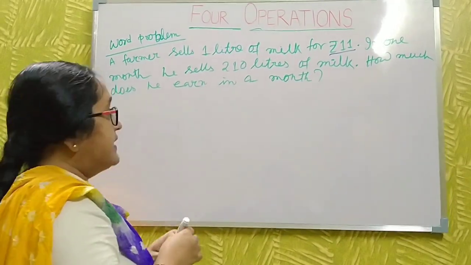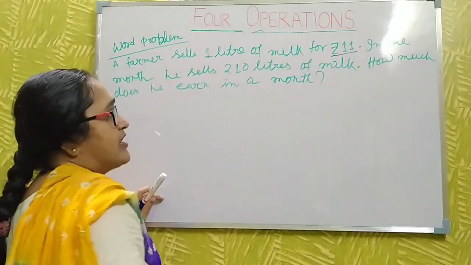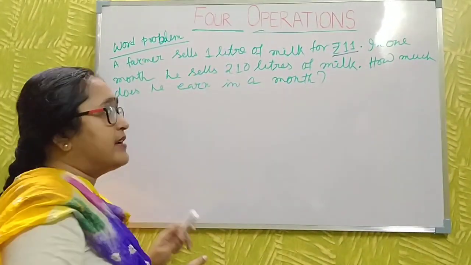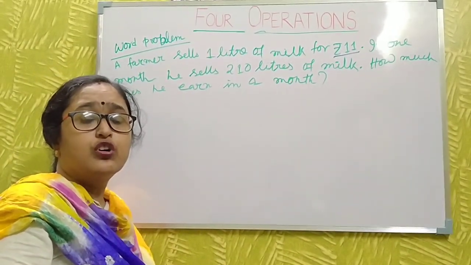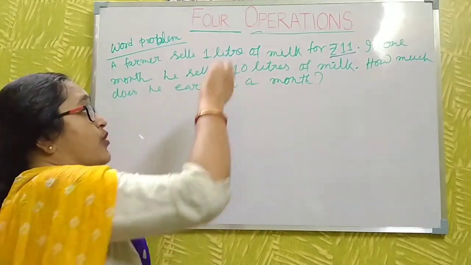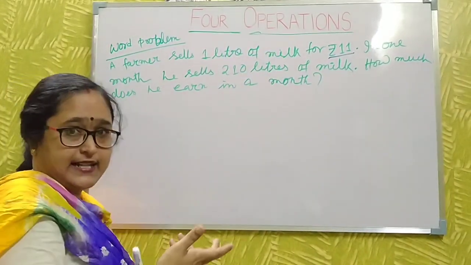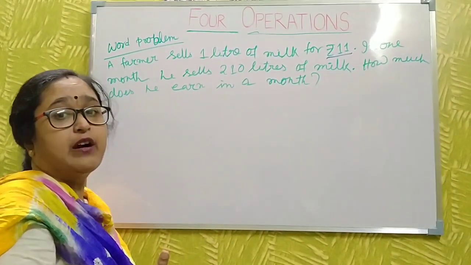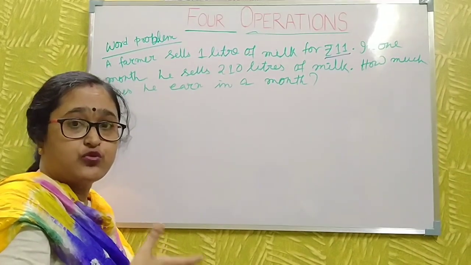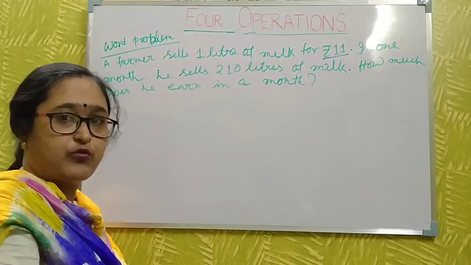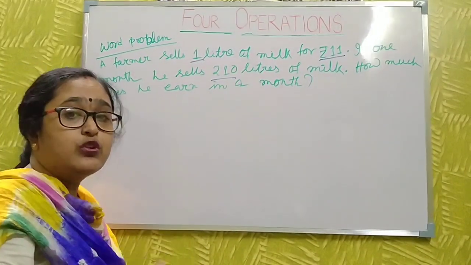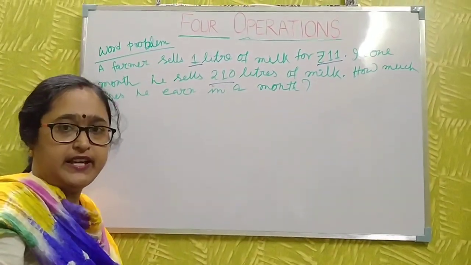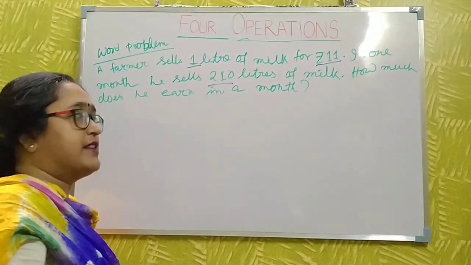Okay, 1 liter milk price is 11 and 210 liters milk price is what? What do you do? The smaller number is given and I am asking for the bigger number, bigger liters. That's why you do the multiplication. Okay, 1 is given and asking for 210, the bigger number. That's why you do the multiplication.